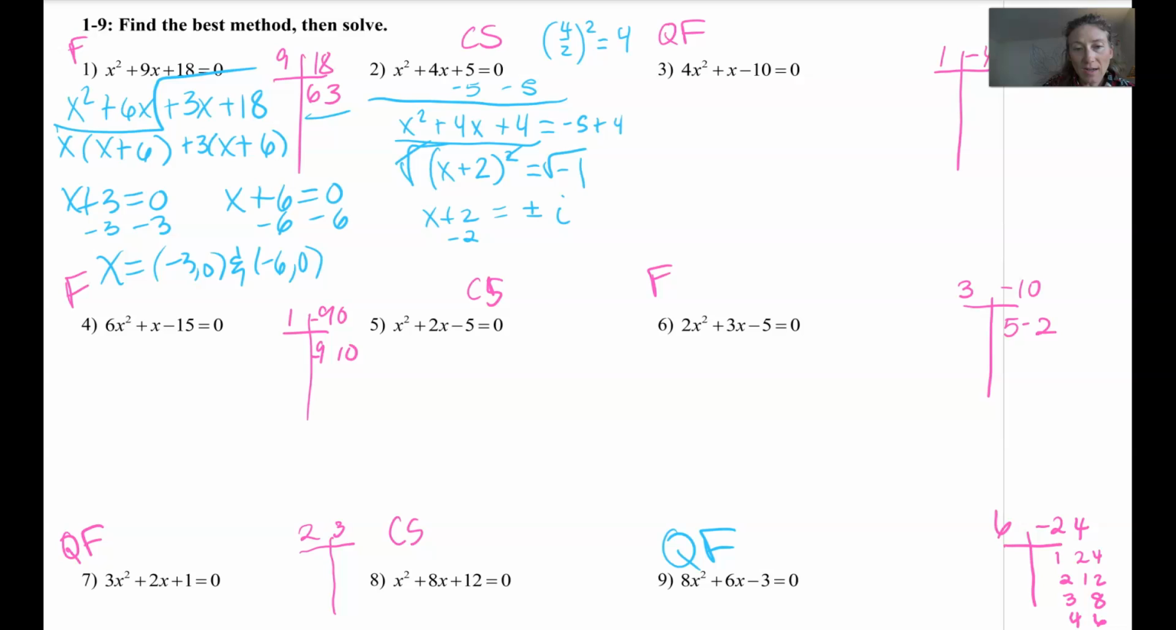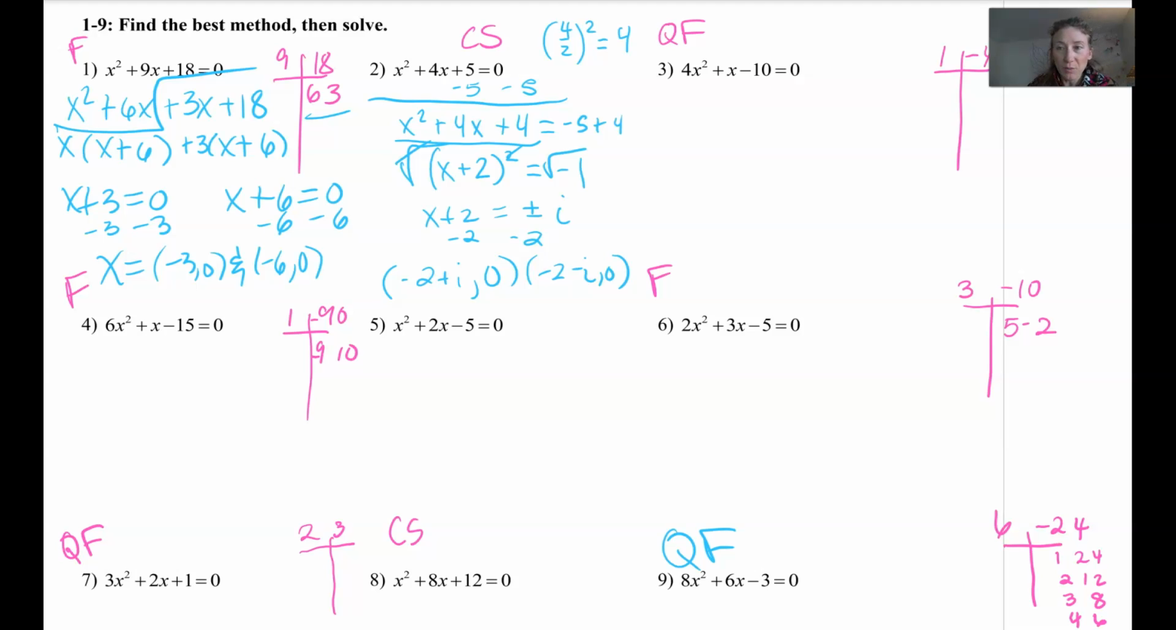So solving for x, I've got negative 2 plus or minus i, comma 0. And I could write that as x. We can write that as negative 2 plus i, comma 0, and negative 2 minus i, comma 0, if we really wanted to.